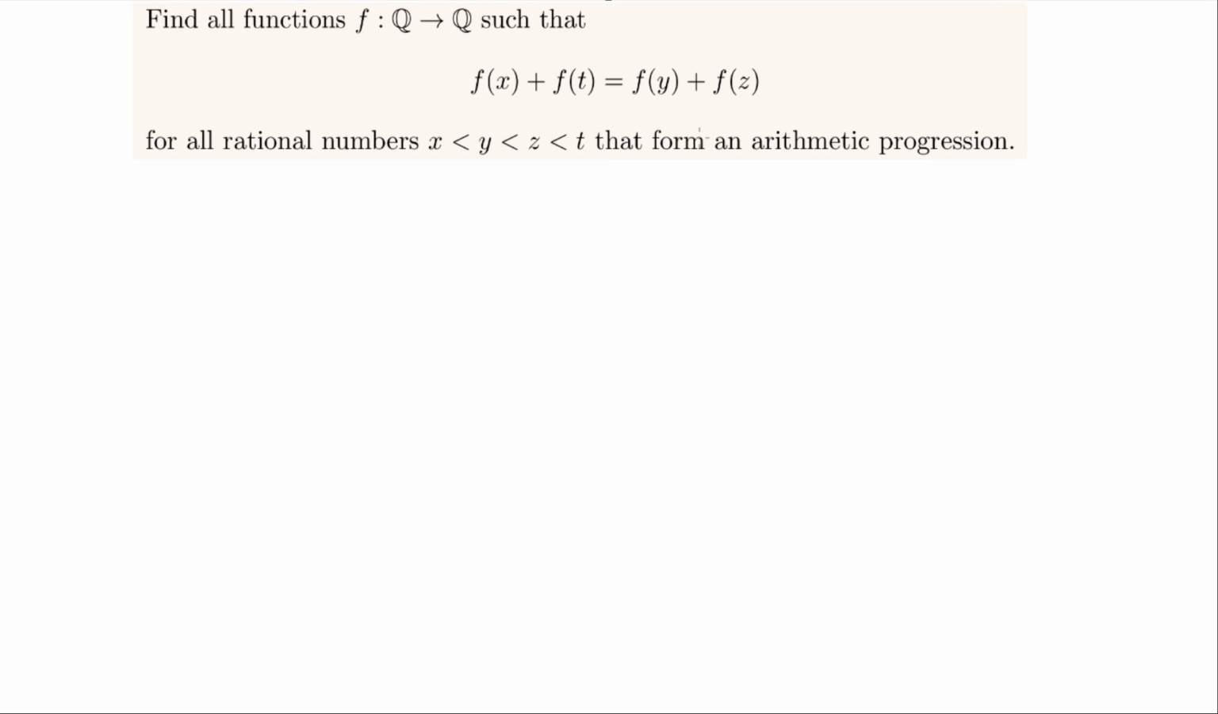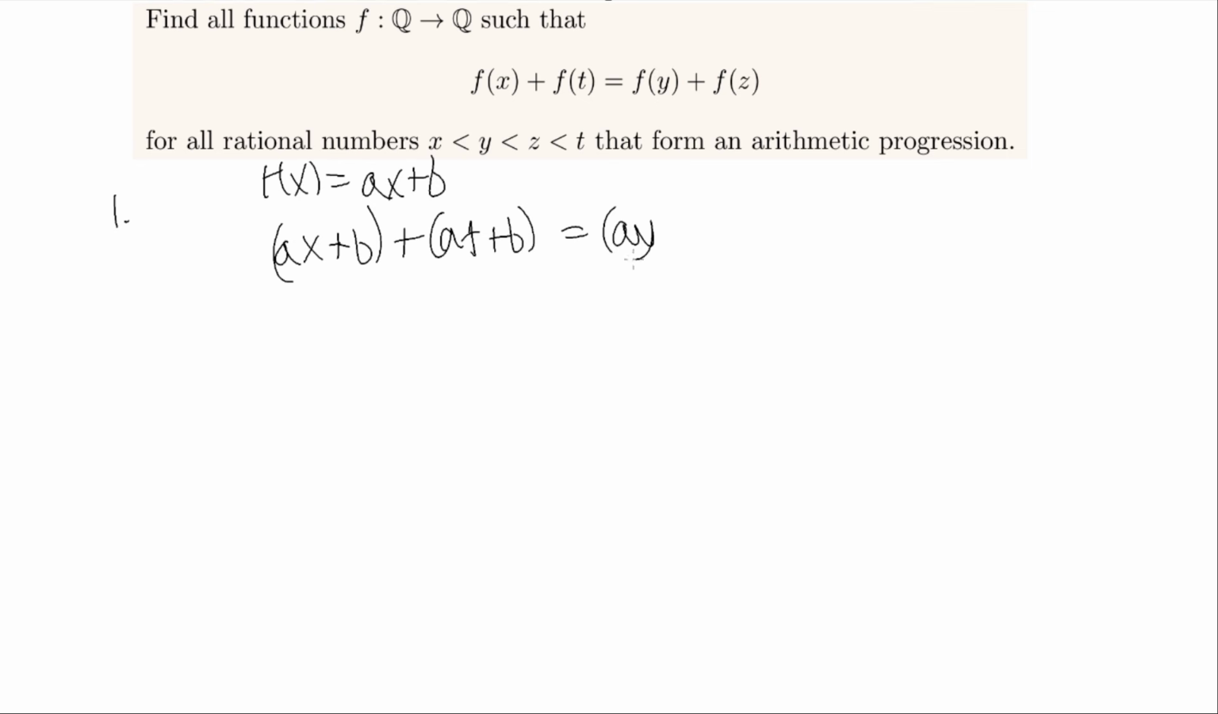So let's go ahead and perform each of our steps. The first step is to try finding all the solutions. Let's see what linear solutions there are. Suppose that we have f of x equals ax plus b. Then what we want is ax plus b plus at plus b is equal to ay plus b plus az plus b. And then basically all the b's cancel out.